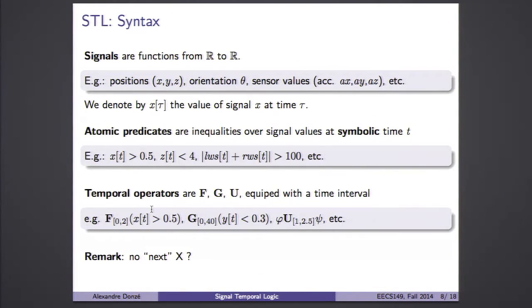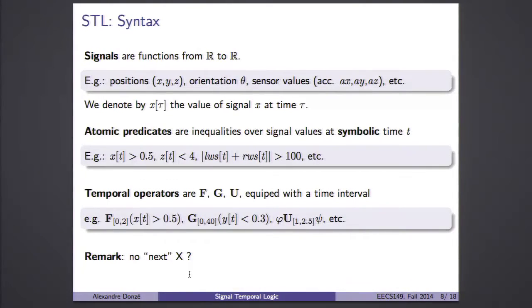Okay, so temporal operators. We have future, globally and until as for LTL, except that now they're equipped with a time interval. So for example, future in 0.2 seconds, x of t greater than 0.5, always in 0.4, y of t smaller than 0.3, phi until in 1, 2.5, psi, etc.